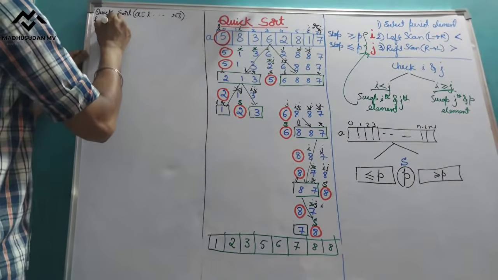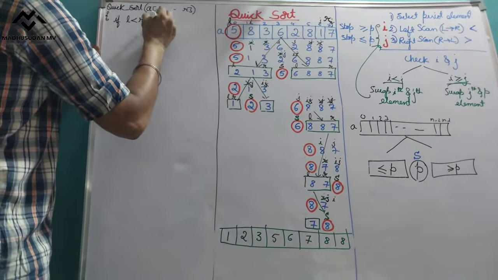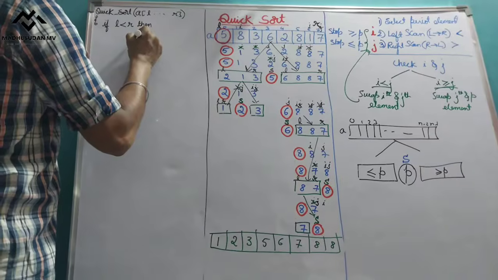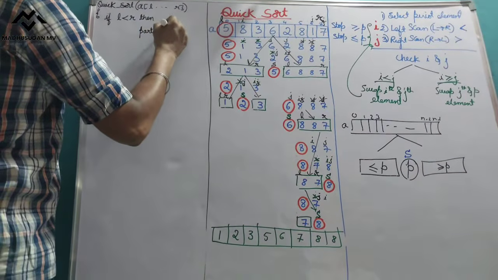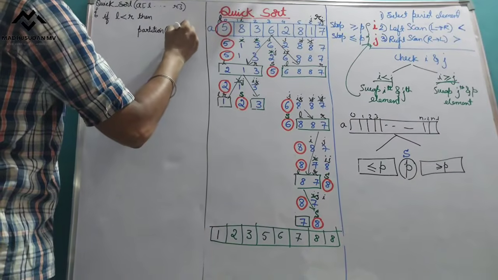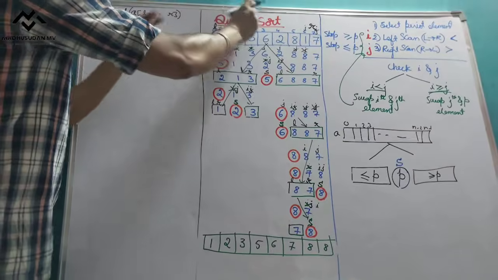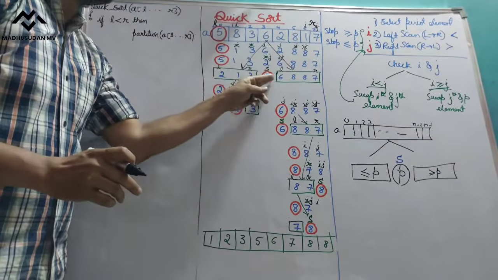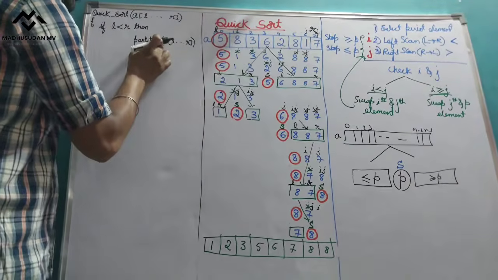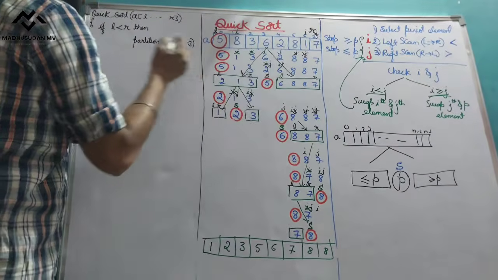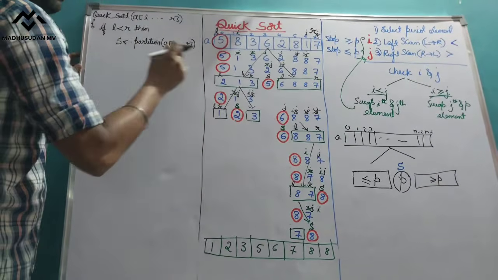So I am checking the condition: if L is less than R, then what do we have to do? Then we need to split. For splitting, I am calling one more function called partition. In the partition, I am splitting the given array. Once it splits, what will I get? I will get one split position. That is the way we are splitting this array. So the output of this partition is the split position. So it is returning one split position.